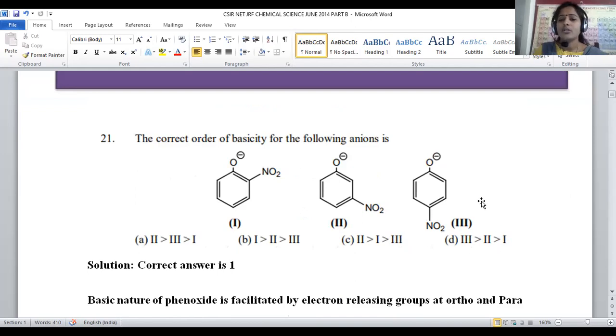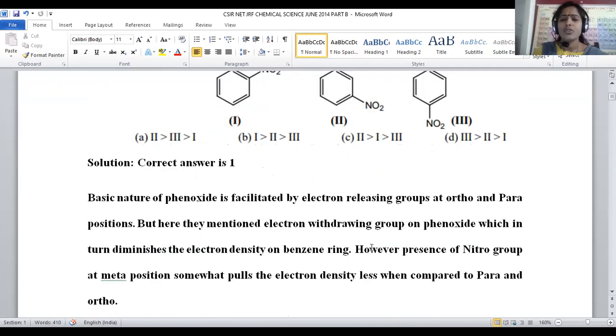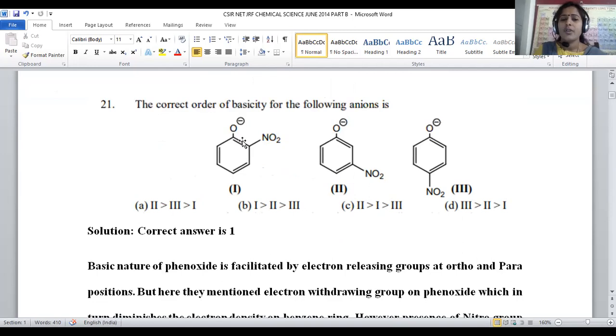Later, when we consider the ortho and para positions, the ortho position has close proximity to the phenoxide, so the negative charge is strongly attracted towards the nitro, and the electron density will be decreased. Whenever the nitro group is present at the ortho position, ortho-nitro becomes the least basic among all the given options. So 1 is the least, 2 is the highest, and 3 will be the moderate one. That series is provided in option number 1.